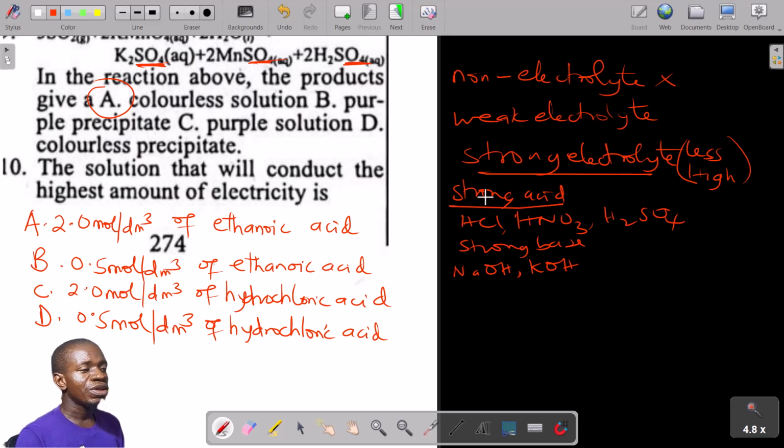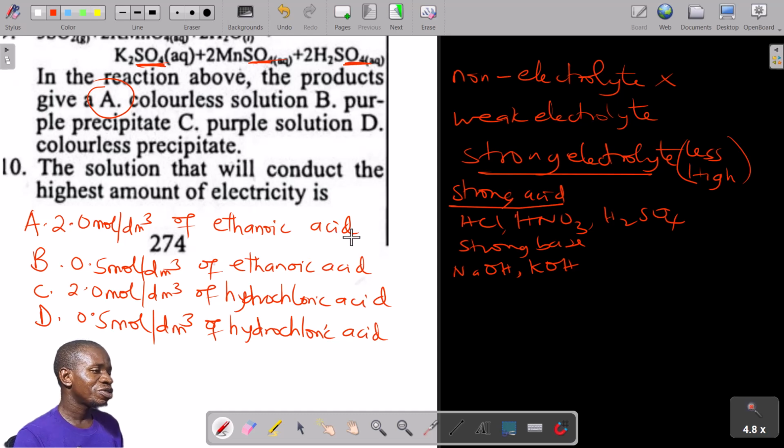So these will give you strong electrolytes. The weak electrolytes are anything that I didn't call here, which means that ethanoic acid, H2CO3, H2SO3, all of them are known as weak electrolytes. So let's look at this option.